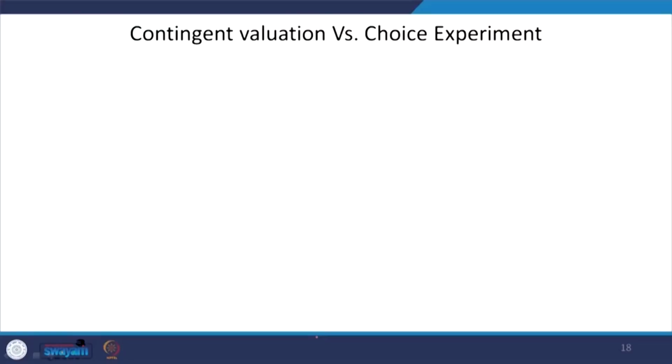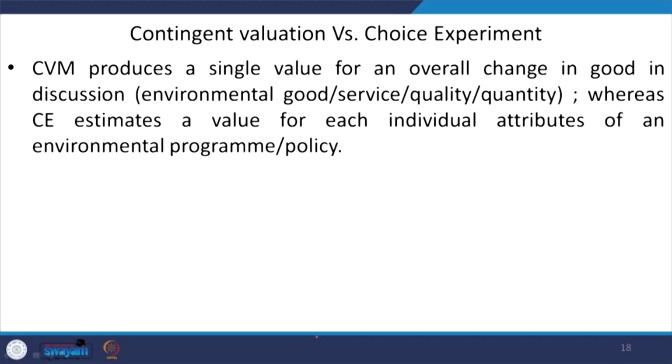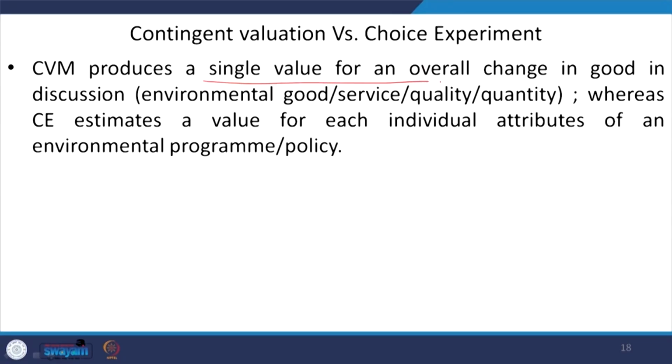So, these are some of the limitations or challenges that we have in choice experiment. Now, after understanding this, we will look at the difference between choice experiment evaluation and contingent evaluation. You can just summarize that contingent valuation is producing a single value for the overall change in the policy that is being discussed, whether it talks about the change in an environmental good or service. So, it is just estimating a single value for the overall changes.